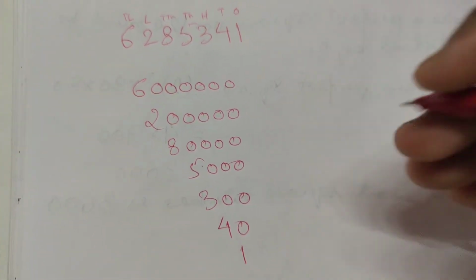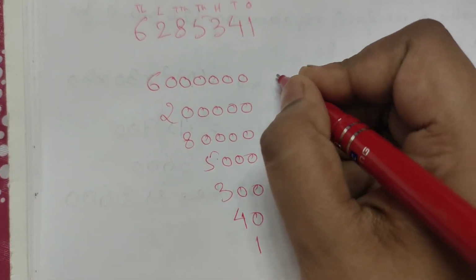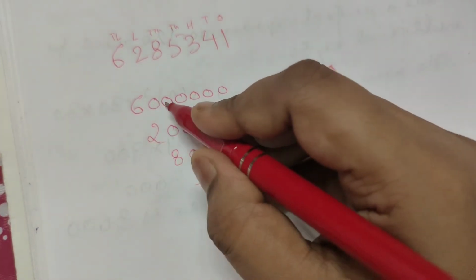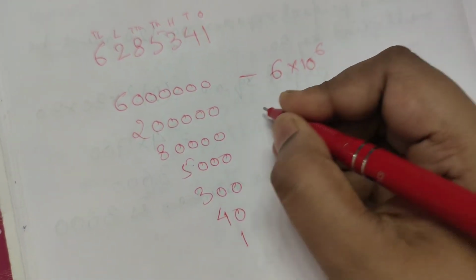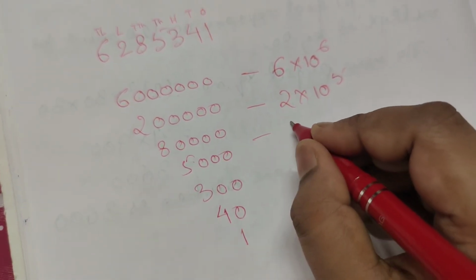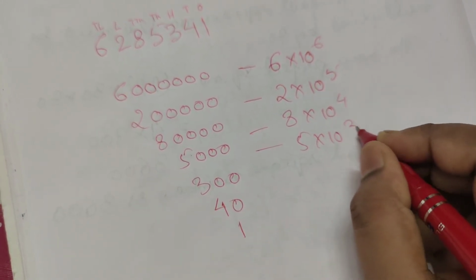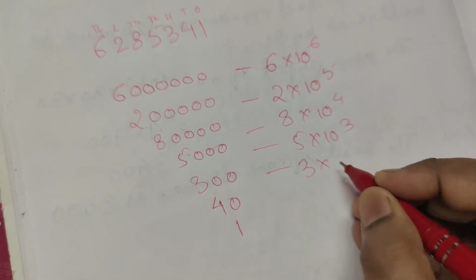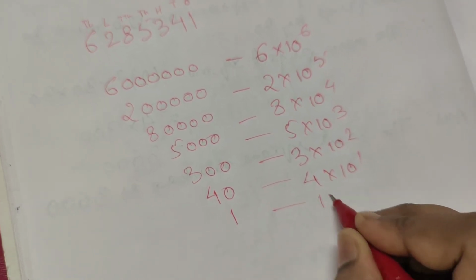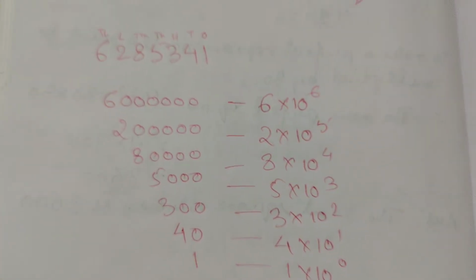Okay, now if I have to write this in the form of 10 to the power, this can be written as 6 into 10 to the power 6. Then 2 into 10 to the power 5. Then 8 into 10 to the power 4. This one, 5 into 10 to the power 3, 3 zeros. This one 3 into 10 to the power 2. This one 4 into 10 to the power 1. And this one 1 into 10 to the power 0. Why? I told you anything to the power 0 is equal to 1.